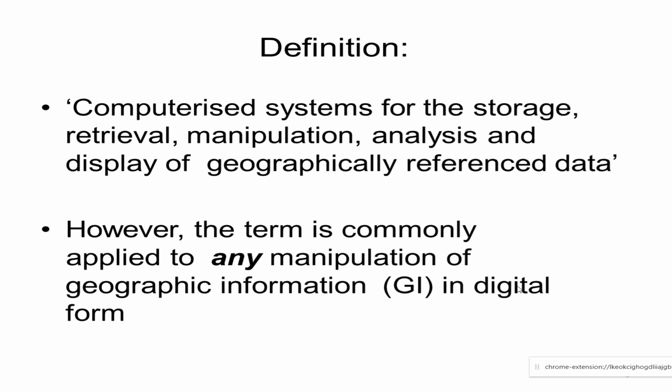Geographically referenced data: how do we do georeferencing? I will show you what georeferencing means. We allocate latitude and longitude on the map so that we can move over the map anywhere. We have to locate a minimum of 4 points on that map. Sir has taught the manual method in class, but how to deal with this practically for your own map and area of interest, I'll tell you in next week's classes. However, the term is commonly applied to any manipulation of geographical information in digital form.